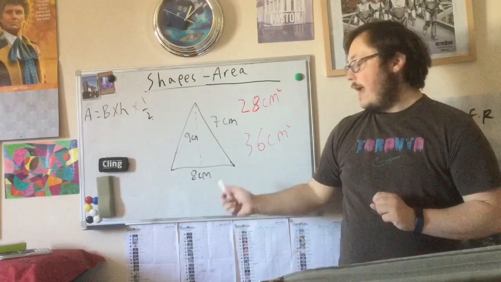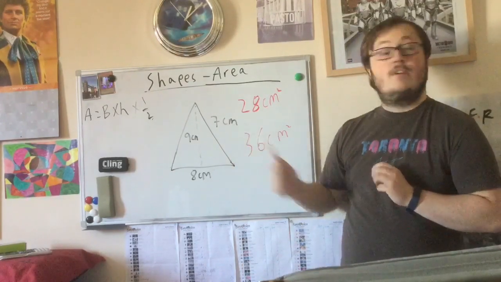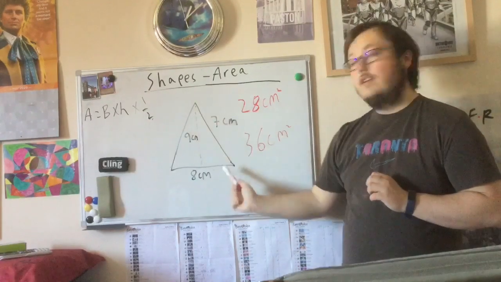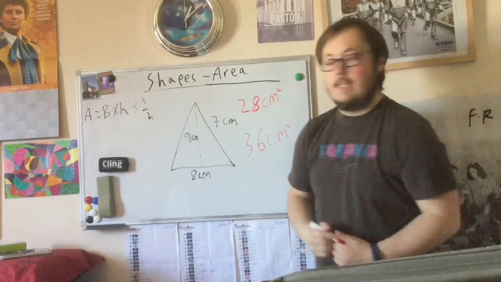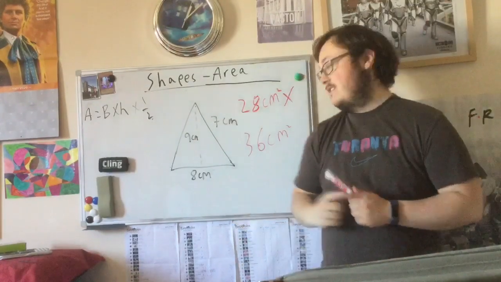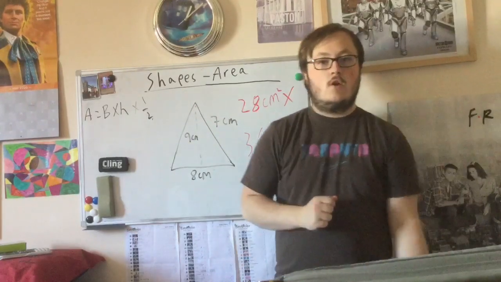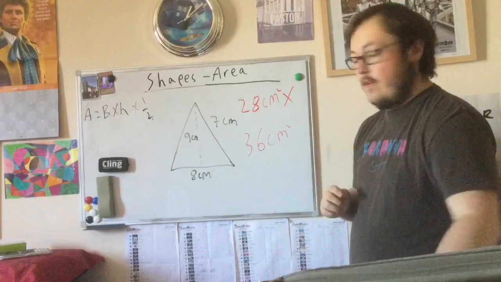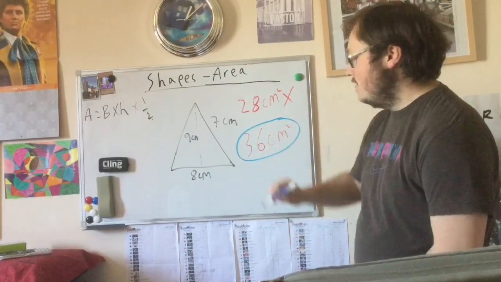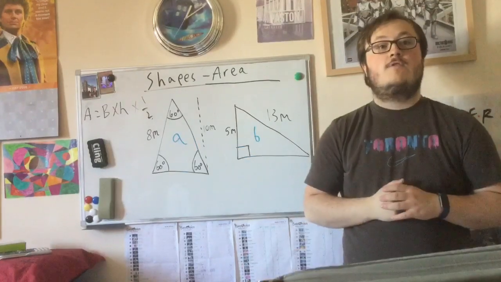Well, how they would have gotten the 28 centimetres squared is they multiply the 8 by the 7 and then halved it. But 7 is not the height. This dotted line actually indicates the height from here to here. That is the peak height of this triangle. So the actual area of this triangle is 36 centimetres squared. So here's your challenge for today.